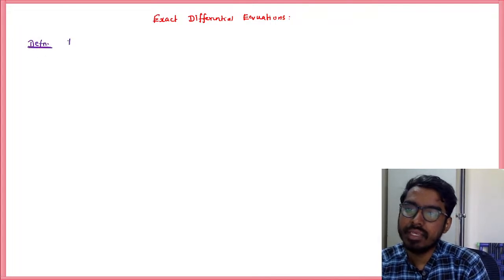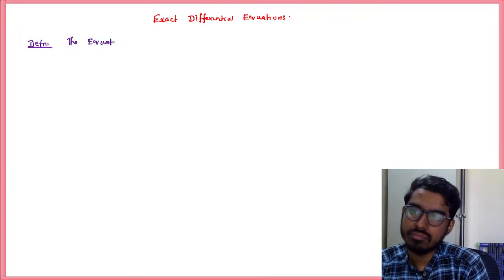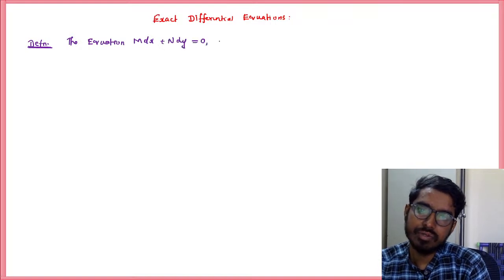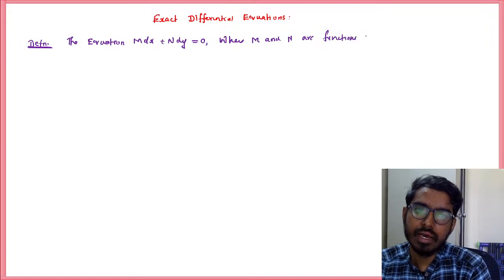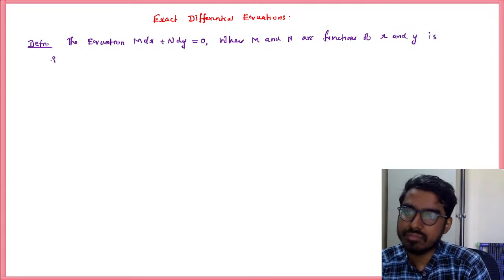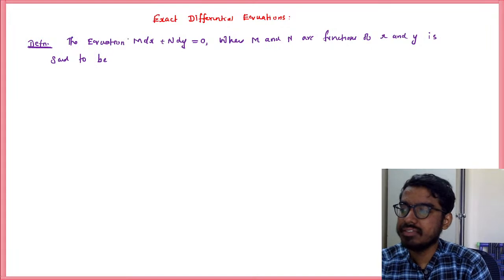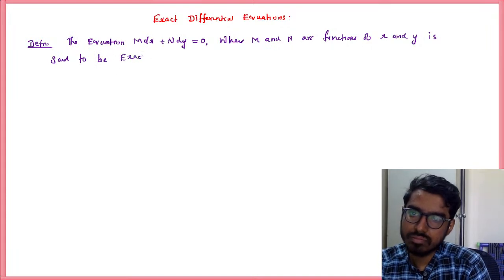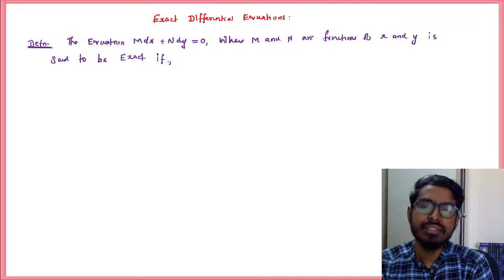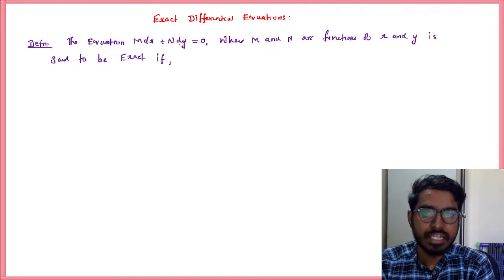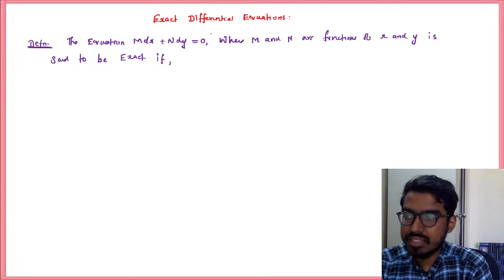The definition: the equation M dx plus N dy is equal to 0, where M and N are functions of x and y, is said to be exact if this happens.